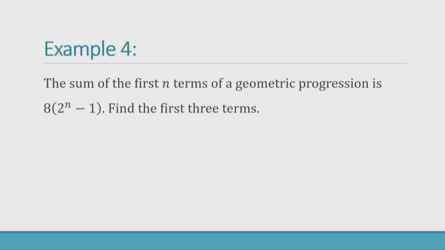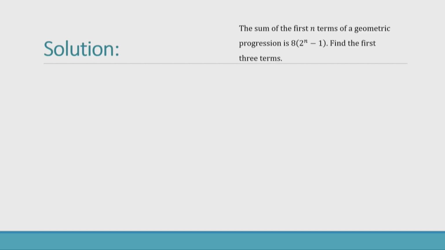Moving on to the fourth example, the sum of the first n terms of a GP is 8 into (2 to the power of n minus 1). Find the first 3 terms. So here is our formula for Sn. Remember, Sn means the sum of the first n terms.